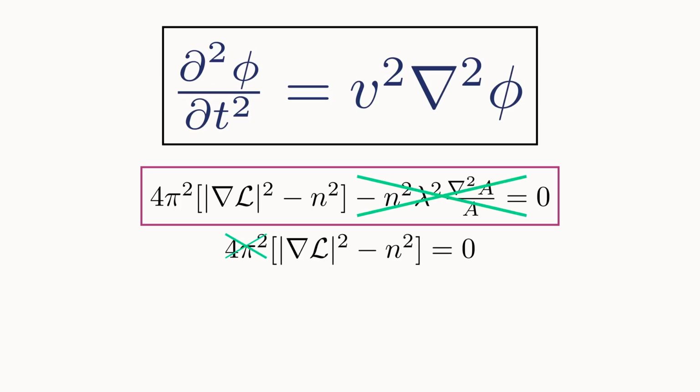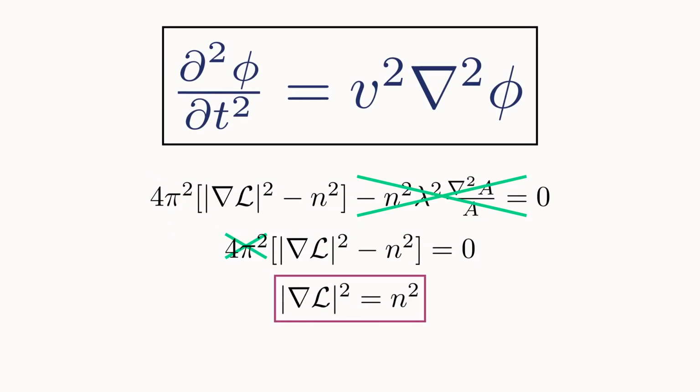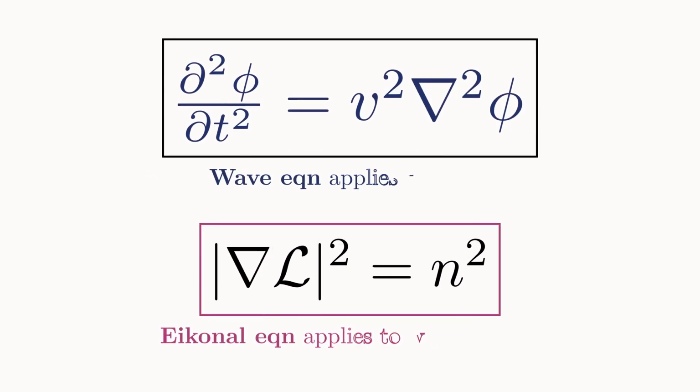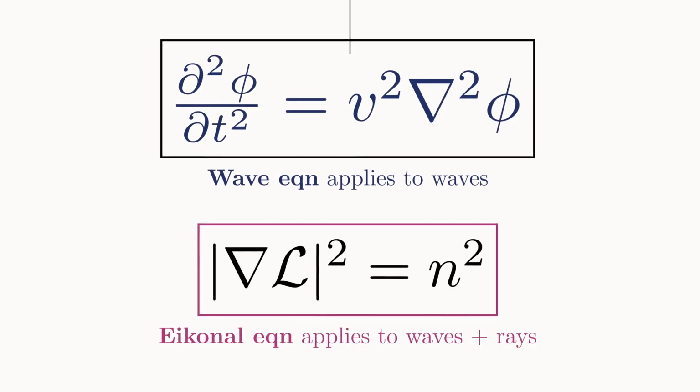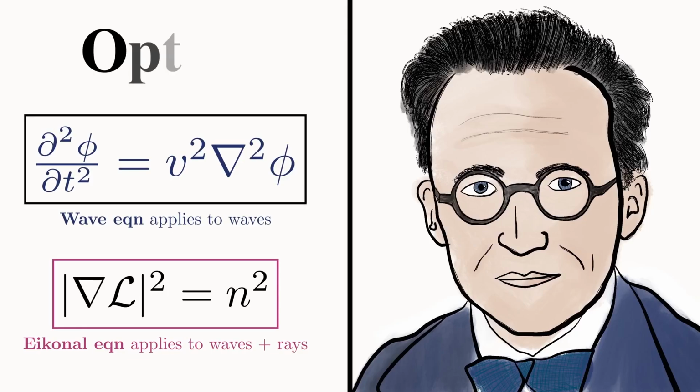we get the iconal equation, one of the fundamental equations of geometric optics we saw earlier. Remember, it is this equation that gives the wavefronts and consequently allows us to also find the light rays orthogonal to them. By the time of Schrödinger's paper, all of this was well known experimentally and theoretically.